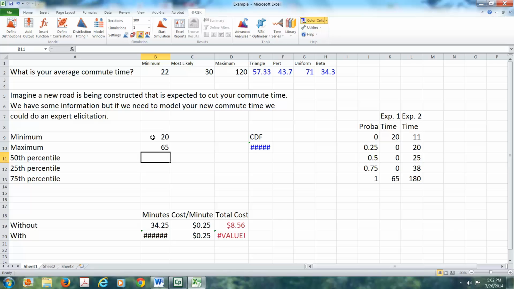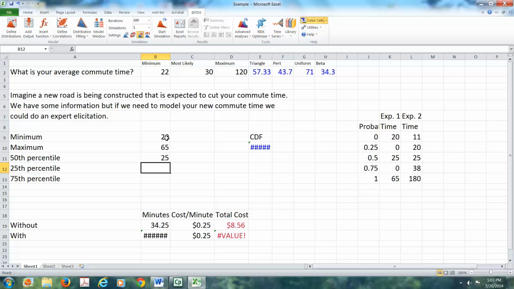A common approach at this point, now that we've bounded the problem with a minimum and a maximum, is to now ask our expert to identify a commute time such that half of all commutes will take more than that time and half will take less than that time. So I'm going to give that a lot of thought, and after a lot of thought, I estimate that that is 25 minutes. So we now have 3 data points.